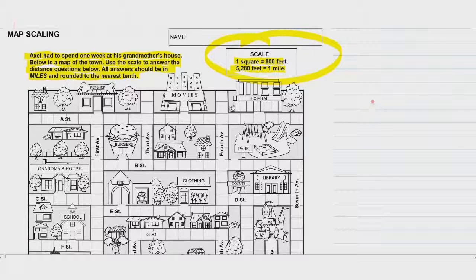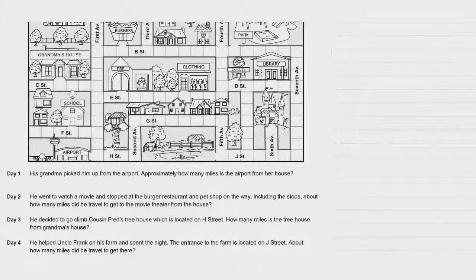And if you forgot, the nearest tenth is the first decimal place right there. So that's what we have to round to. So basically, we stop right here, and we can round to the nearest tenth. So we have to count the squares, convert it into feet, and then convert it into miles, and round it to the nearest tenth. So this is a level 3 worksheet because we have to do all that work. So let's get started. Day 1.